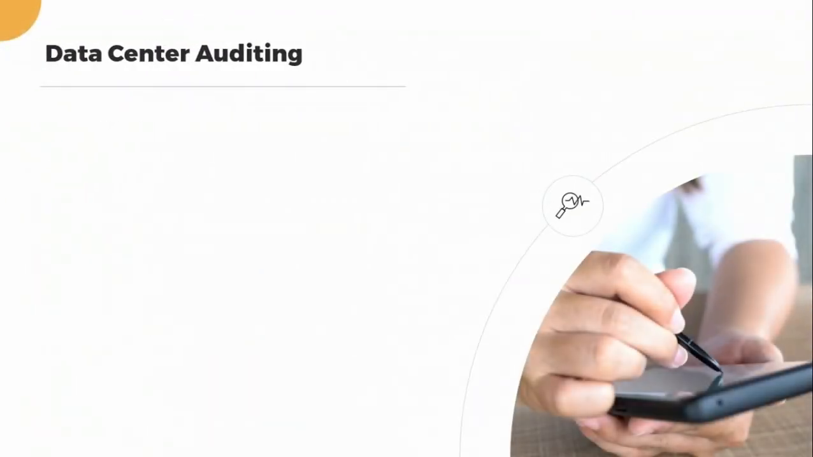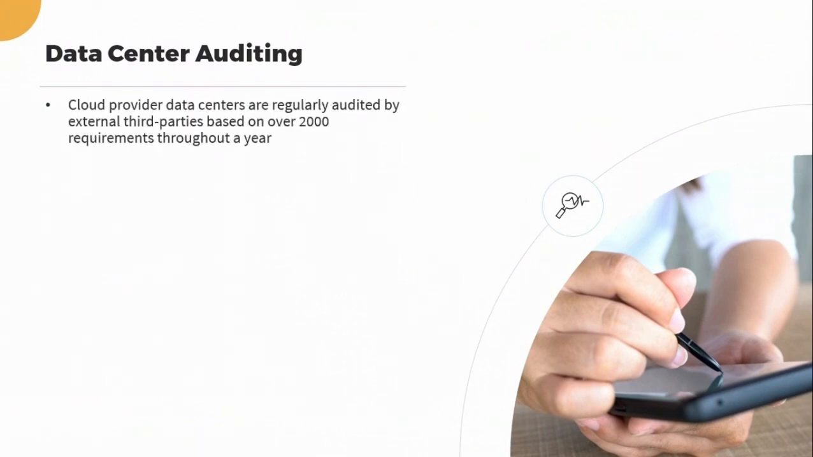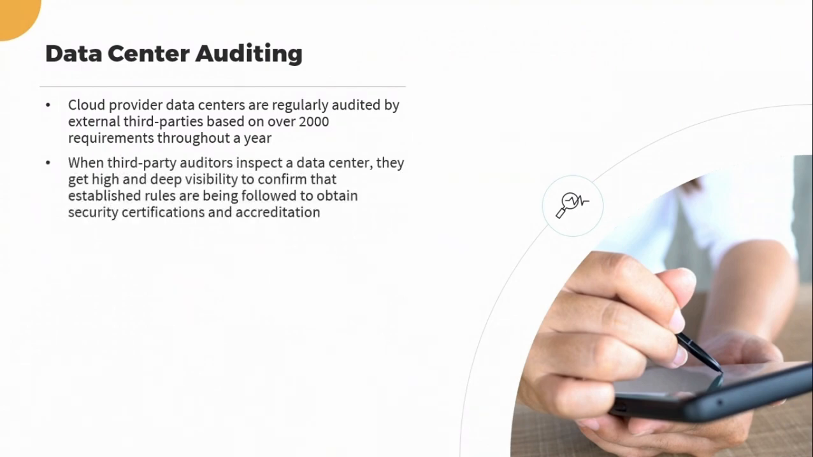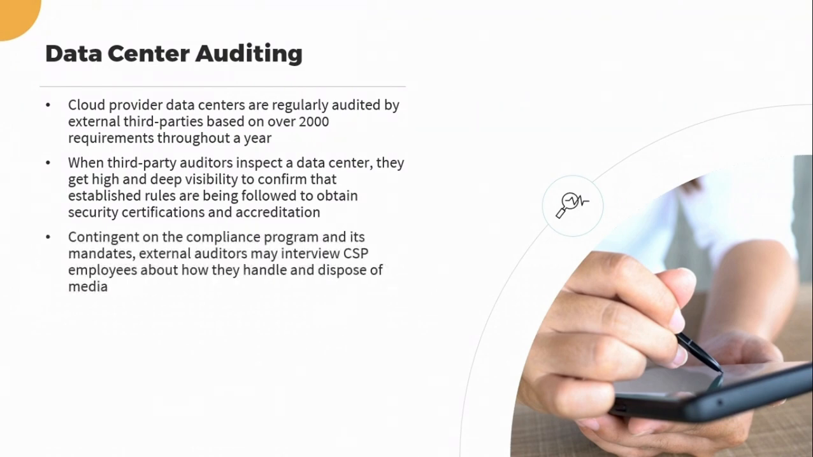A big aspect of environmental control in the data center is auditing. Cloud provider data centers are regularly audited by external third parties based on over 2,000 requirements throughout a year. When third-party auditors inspect a data center, they get high and deep visibility and confirmation that the established rules and policies are being followed, often to obtain security certifications and accreditation. Auditing is contingent on the compliance program and its mandates.